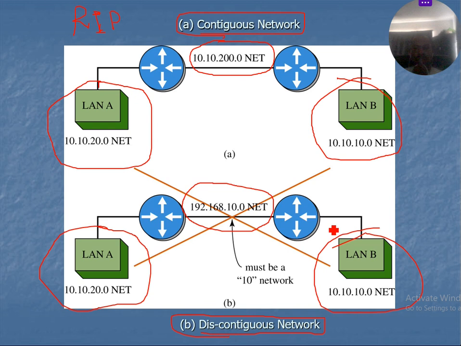No RIP. The RIP protocol cannot work here, for a discontiguous network. But for a contiguous network, yes, RIP can work, because both the IP subnet of the two LANs and between the routers is the same. It's in the same class.